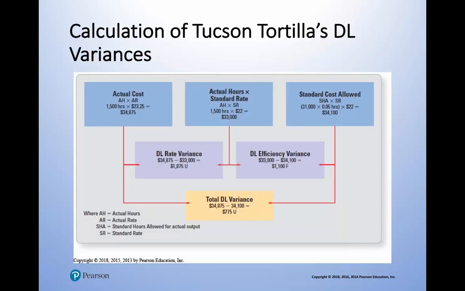All right. So then we calculate our total direct labor variance. We take our 1,875 unfavorable rate variance. We add that with our 1,100 favorable efficiency variance. When we put them together, we end up with a still positive answer of 775, 1,875 basically plus a negative 1,100. Still ends up with a positive number, so our total direct labor variance ends up still being an unfavorable outcome.